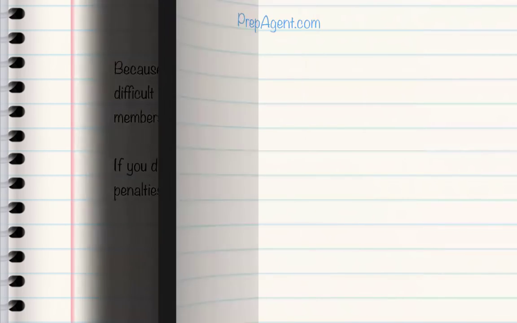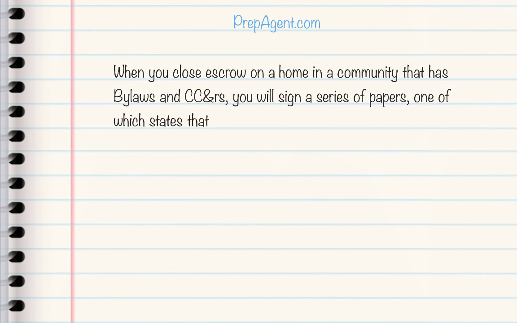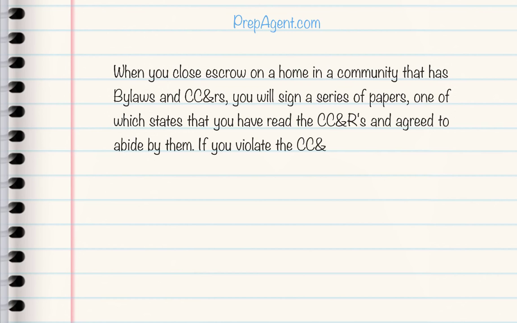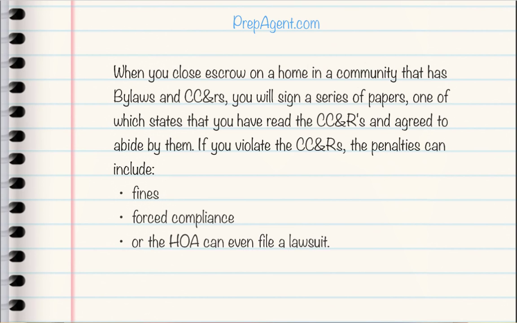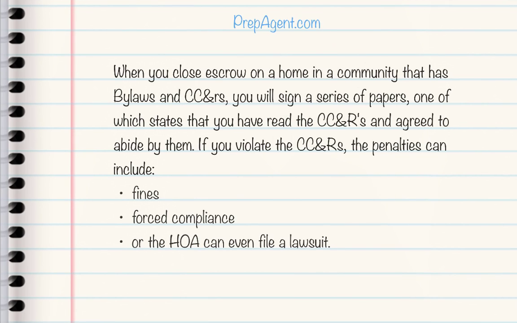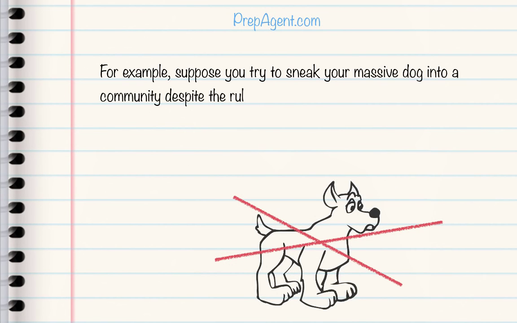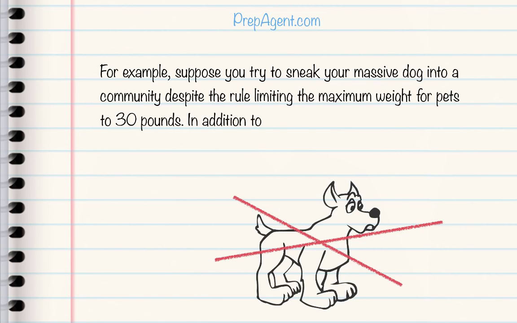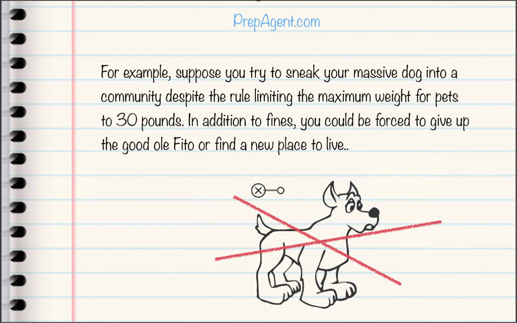When you close escrow on a home in a community that has bylaws and CC&Rs, you will sign a series of papers, one of which states that you have read the CC&Rs and agreed to abide by them. If you violate the CC&Rs, the penalties can include fines, forced compliance, or the HOA can even file a lawsuit. For example, suppose you try and sneak your massive dog into the community despite the rules limiting the maximum weight for pets to be 30 pounds. In addition to fines, you could be forced to give up good old Fido or find a new place to live.